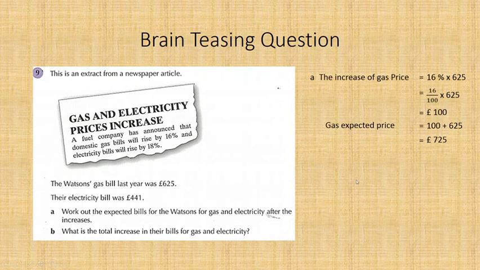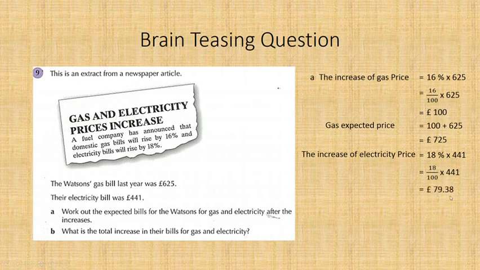What about electricity? The electricity will rise by 18%, so it's going to be 18% times 441 pounds. So I need to calculate that. It's going to be 18 over 100 times 441, which equals 79.38 pounds. This is the increase of the electricity price. I need to know the new price, or the expected electricity bill for the Watsons. It will be 79.38 plus 441, this is last year's bill, which equals 520.38 pounds. Okay, this is for question A.